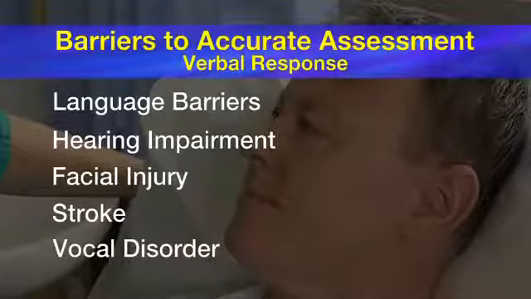If it is impossible to test a verbal response in a patient who is intubated in, for example, an intensive care setting, and has no other means of communication, then you should score the verbal responses V with a subscript T.